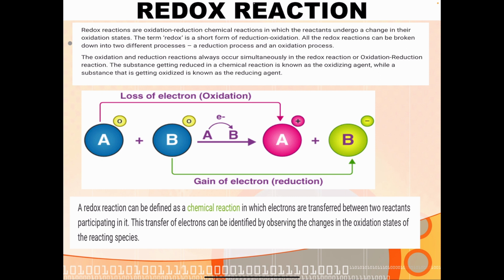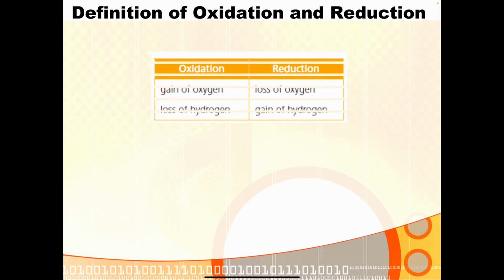So that is reduction. So a redox reaction can be defined as a chemical reaction in which electrons are transferred between two reactants participating in it. This transfer of electrons can be identified by observing the change in the oxidation states of the reacting species. We are also going to study about the oxidation states a little further.